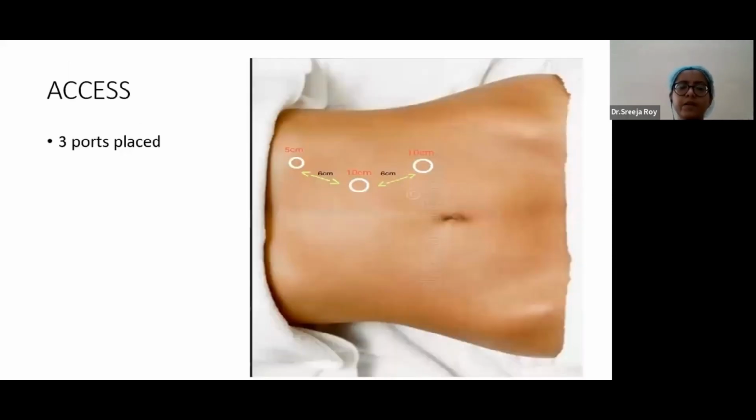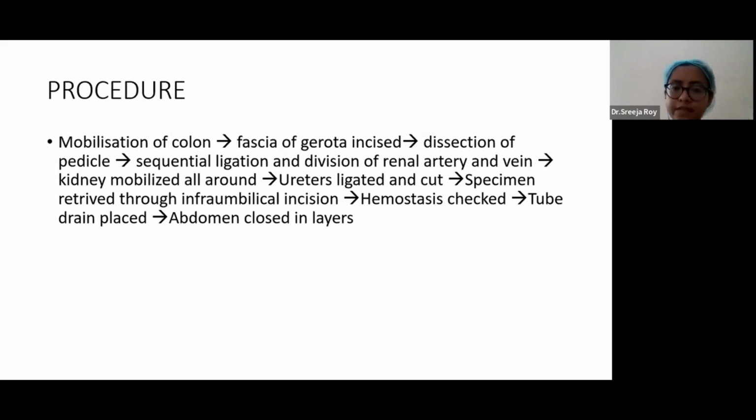So we discuss the laparoscopic transperitoneal nephrectomy. Three ports are placed here. I have shown the port placement. We mobilize the colon. The fossa of Gerota is incised.